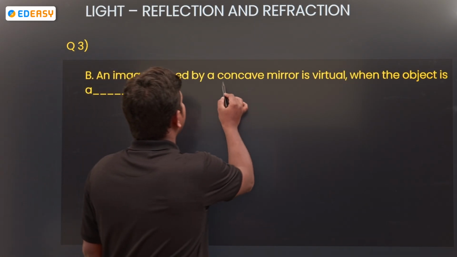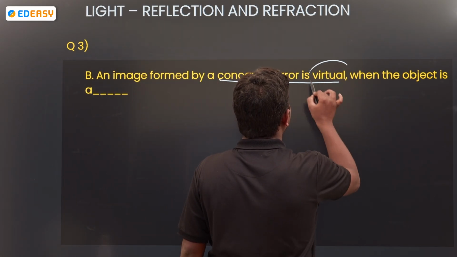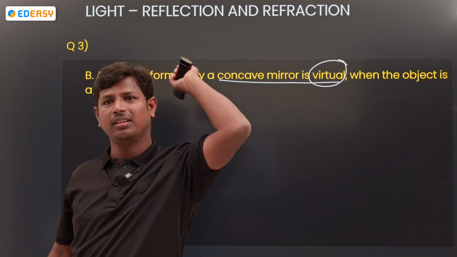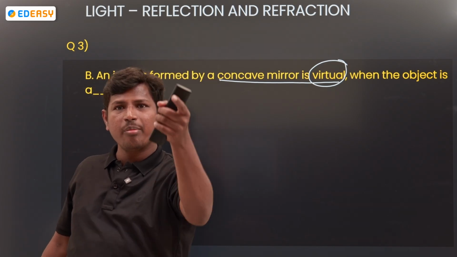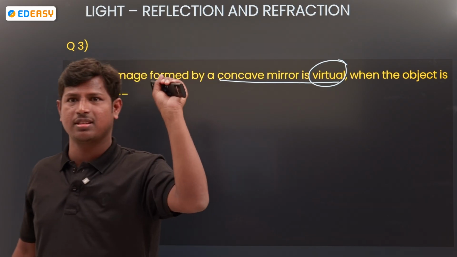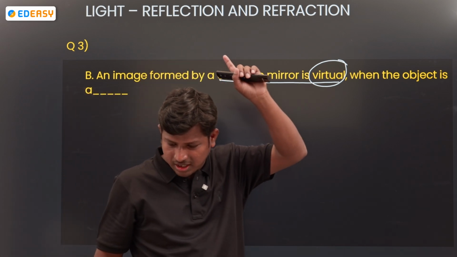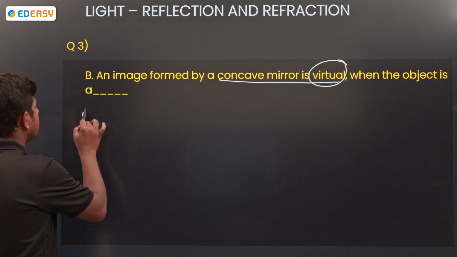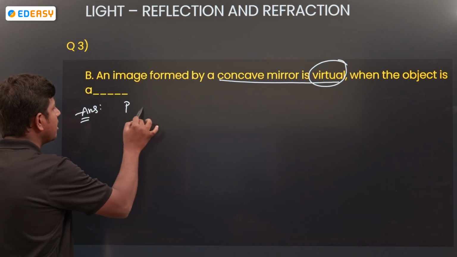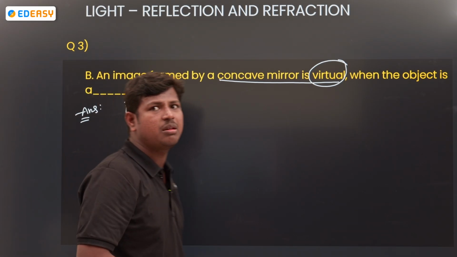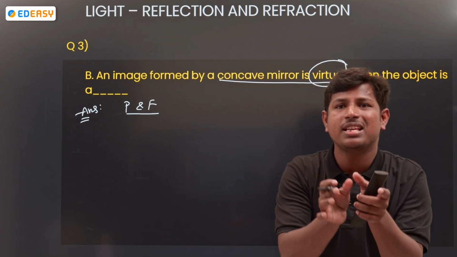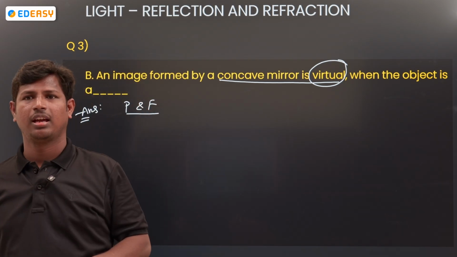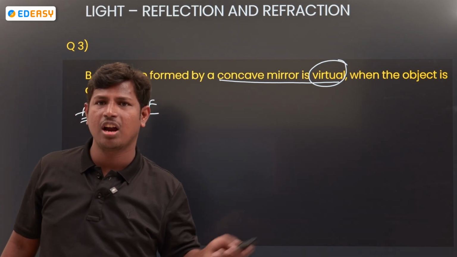Image formed by a concave mirror is virtual. In what case is the image virtual in a concave mirror? A concave mirror mostly gives a real image, with only one exceptional case. What is that case? Anybody from the comment section? Yes sir, the answer is between P and F. When the object is between P and F, the image is virtual, enlarged, erect. Clear? It's not formed on the screen.